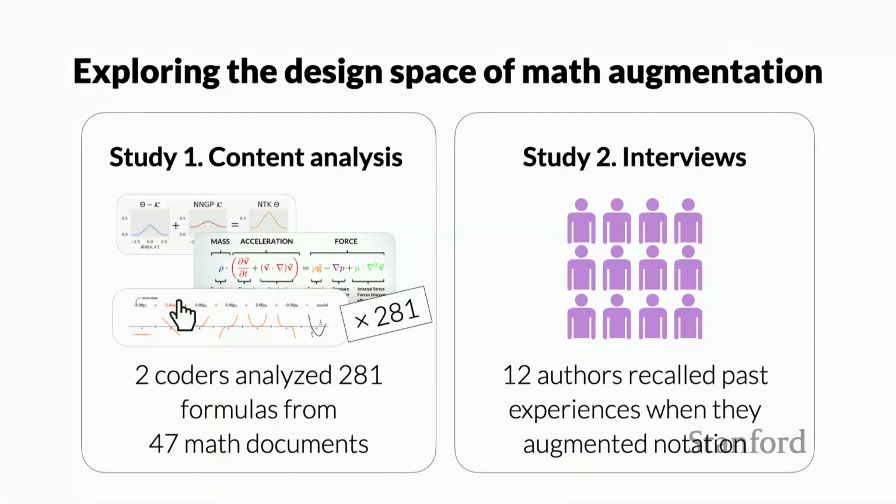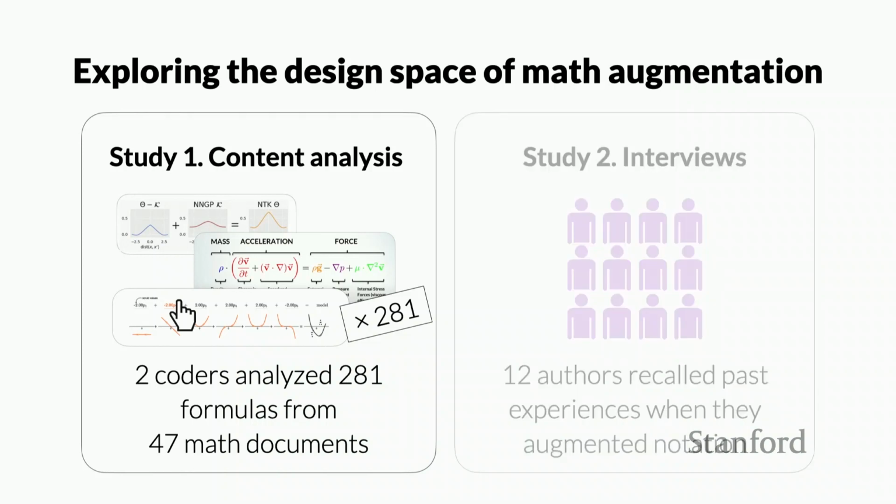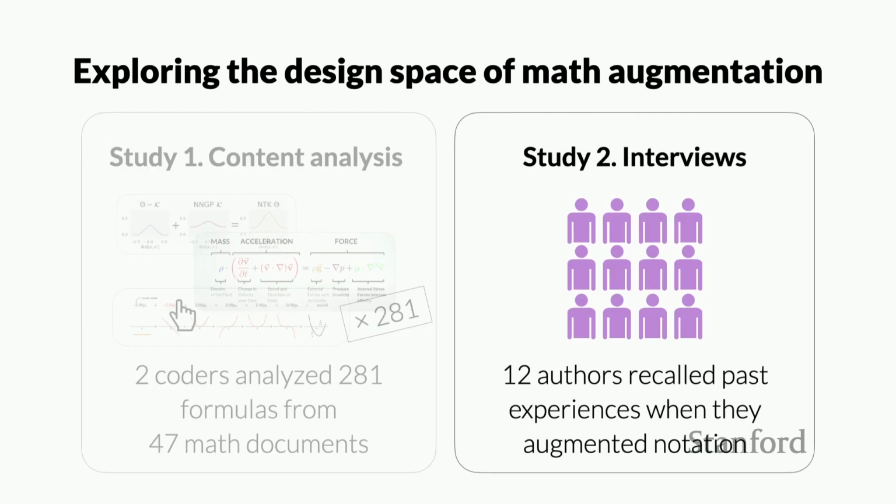We undertook two different studies. One of them was a content analysis, where we took a look at 47 math documents with what we called augmented math notation, essentially math notation with visual embellishments to try to support readability. And then we analyzed about 300 formulas that came from those documents. And then we undertook a series of interviews with 12 authors of these documents to try to understand the processes by which they arrived at a particular representation, and then the efforts that they had to go through to bring this representation into their documents.